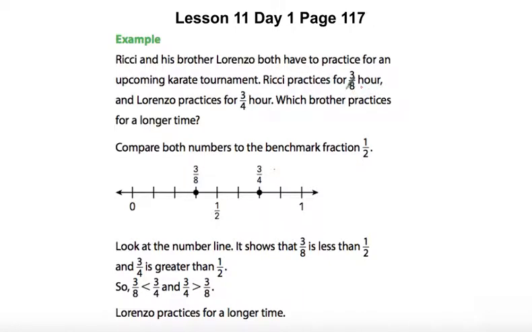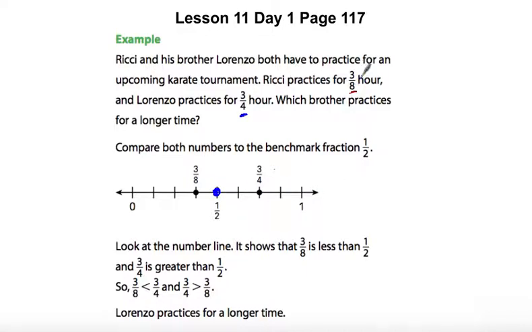We see that Ricky practices for 3/8 of an hour, and we see that Lorenzo practices for 3/4 of an hour. Now on our example problem, they are showing us a way to use a number line to check for this. And they're recommending that we compare both numbers to the benchmark fraction of 1/2. So on our number line here we have 1/2.